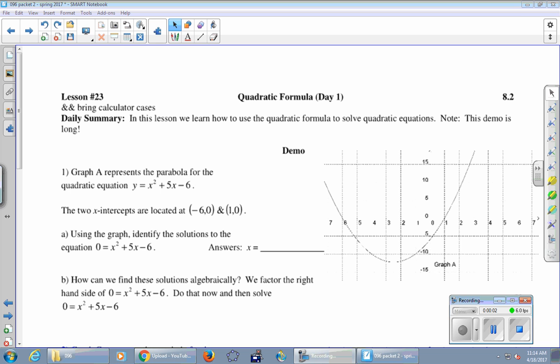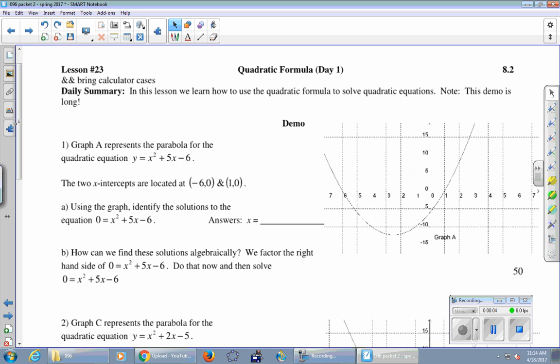All right, so here we are, lesson 23. It says in this lesson, we learn how to use the quadratic formula to solve quadratic equations. And a little warning that this demo is kind of long. Let's see if we can get through it here.